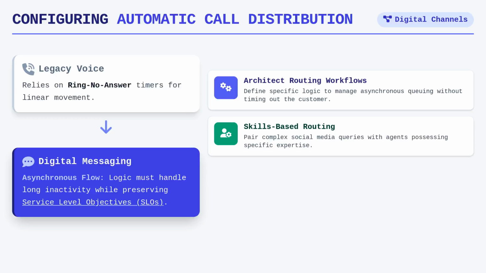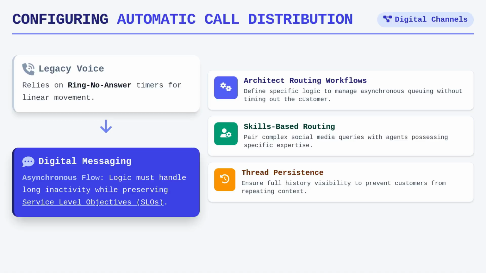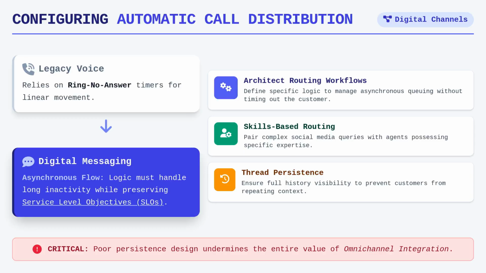Skills-based routing remains a cornerstone here, allowing you to assign messages to agents who possess the specific expertise required to handle complex queries from social channels. Furthermore, your routing design must handle the persistence of social media threads correctly, ensuring that a returning customer's entire history remains visible to the agent. Without this, the agent experience suffers, and the customer is forced to repeat context, which directly undermines the value provided by omnichannel integration.